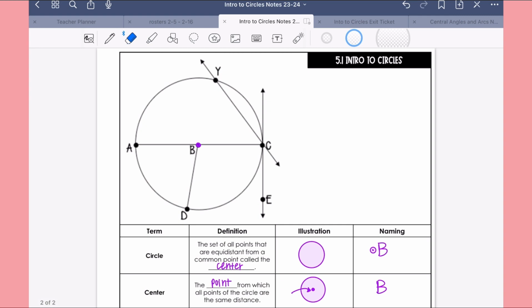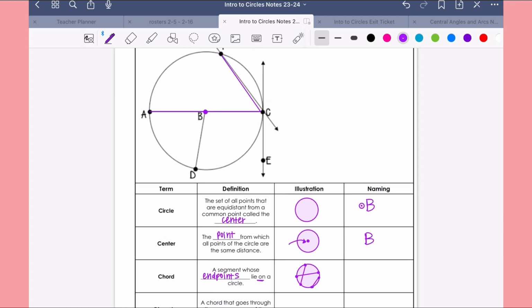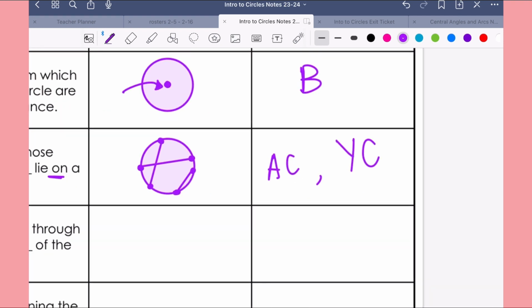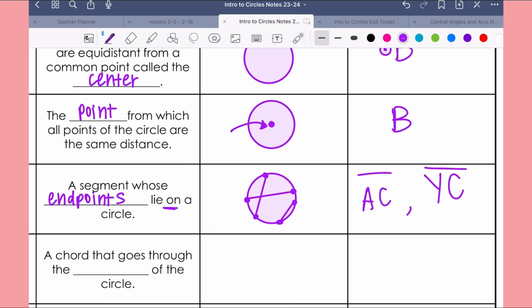We could choose AC as a chord, and then we can also choose YC. Okay, and it is a segment. So if you remember in August when we learned about segments, they do have endpoints. So this is segment AC and YC. And when we're notating these, we use this bar at the top to say that's segment AC, segment YC.